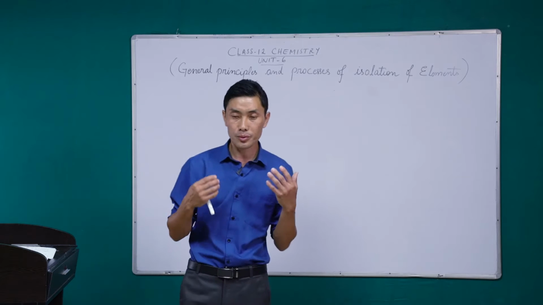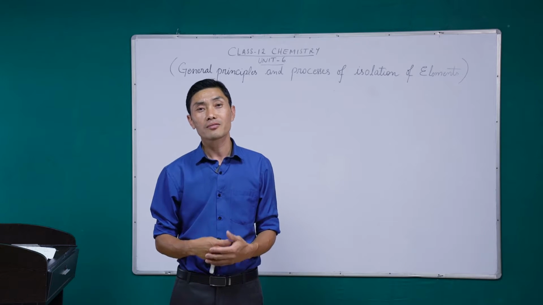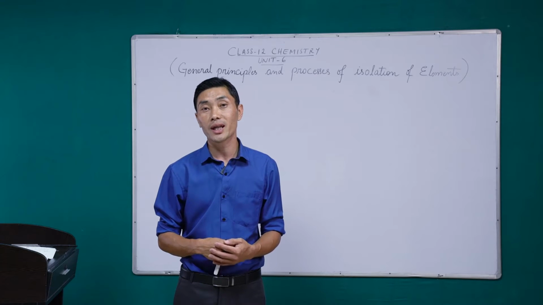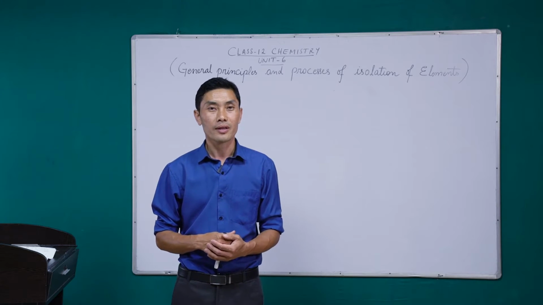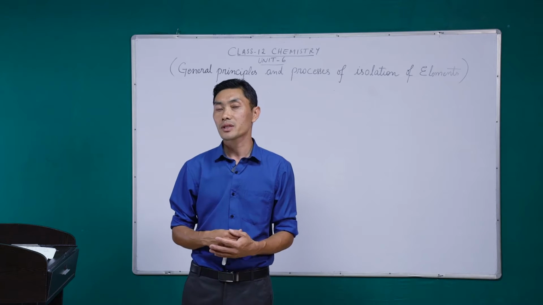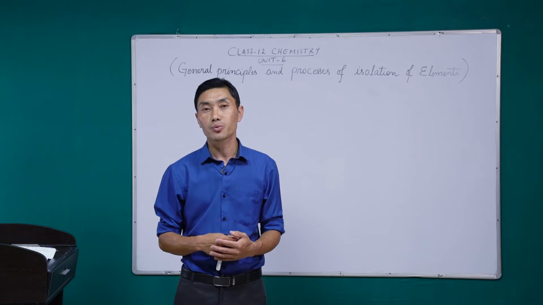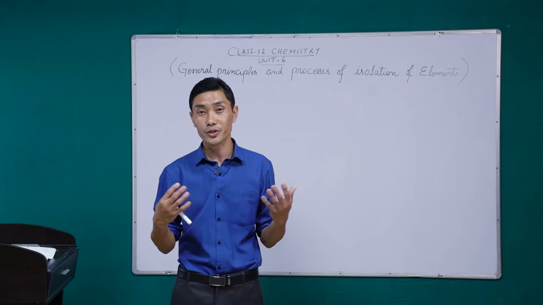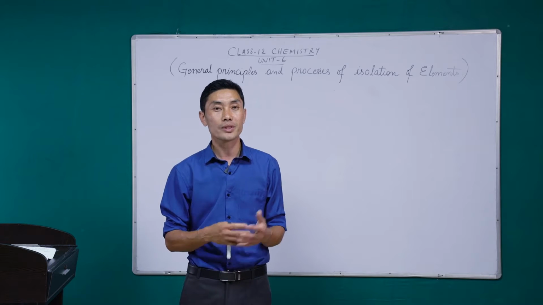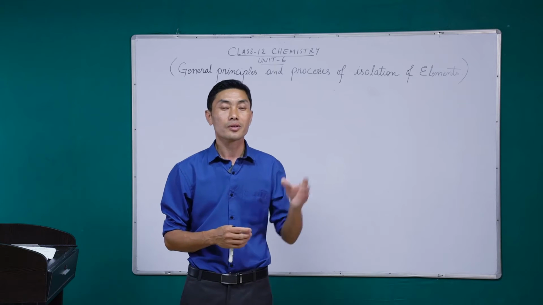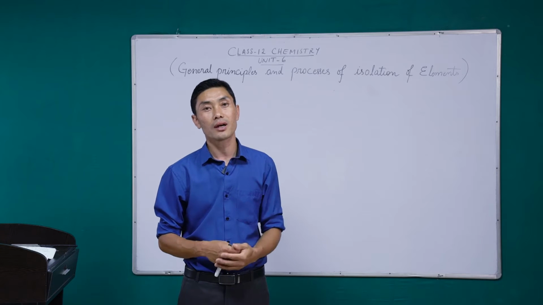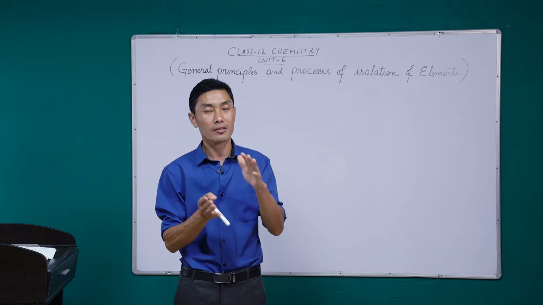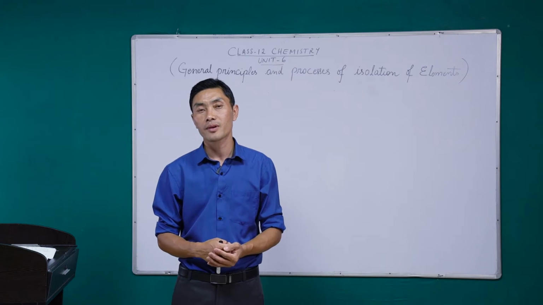Now, I want you to try to remember whatever you have learned about the reactivity series of metals in your class 10 science. The reactivity series of metals is a series in which metals are arranged in order of their decreasing reactivities. I hope you remember that. So if we see that series, the most reactive metals are found at the top of the series, and those which are less reactive are found at the bottom of the series.